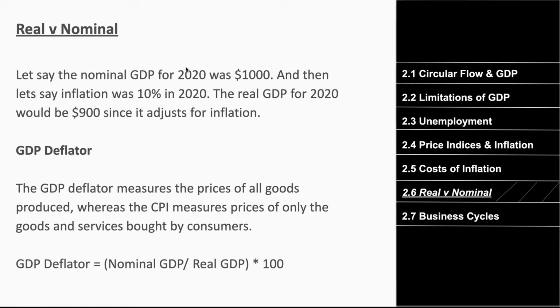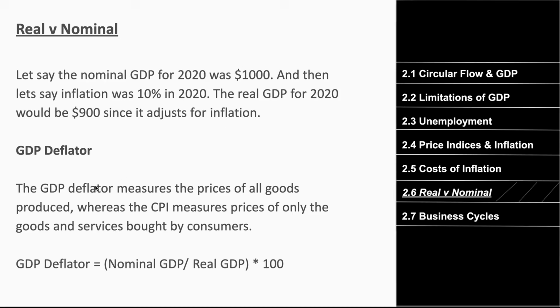So let's say that the nominal GDP for 2020 was $1,000, and then let's say that inflation was 10% in 2020. The real GDP for 2020 would be $900 since it adjusts for inflation. So it's a way to adjust the nominal GDP to a real GDP.